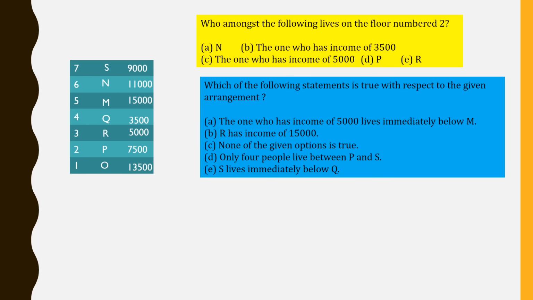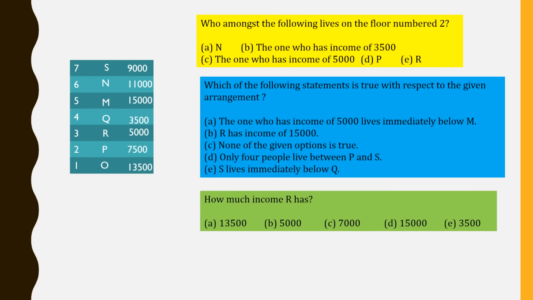Which of the following is true with respect to the given arrangement? One who has an income of 5,000 lives immediately above M? No. R has an income of 15,000? No. Only 4 people live between P and S? Yes. Only 4 people, R, Q, M and N, live between P and S. So our answer is option number D. How much income does R have? R has an income of 5,000.